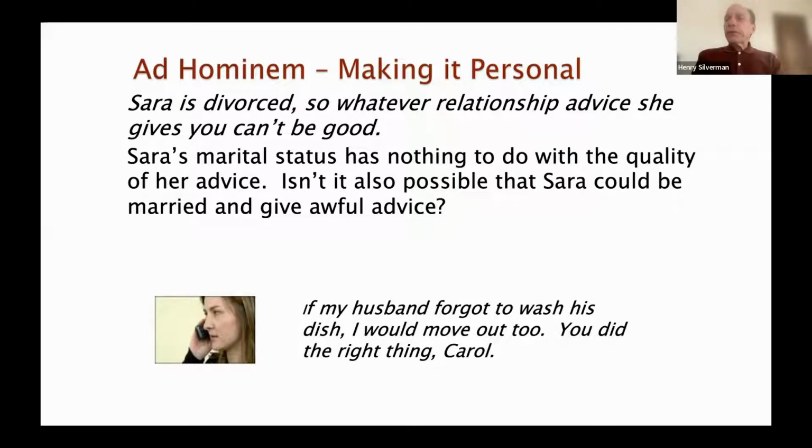What about this? Let's say a doctor who smokes cigarettes tells his patient, you should not smoke.